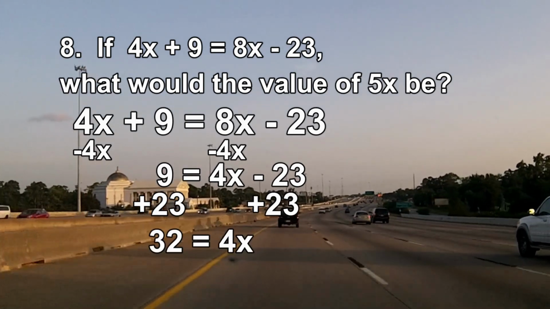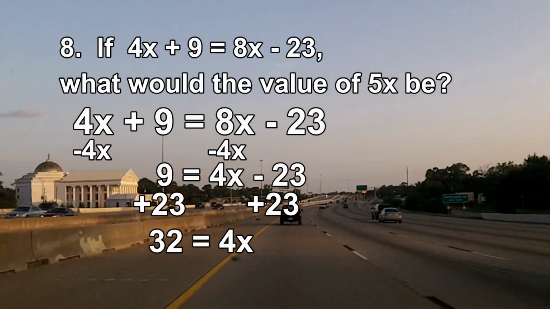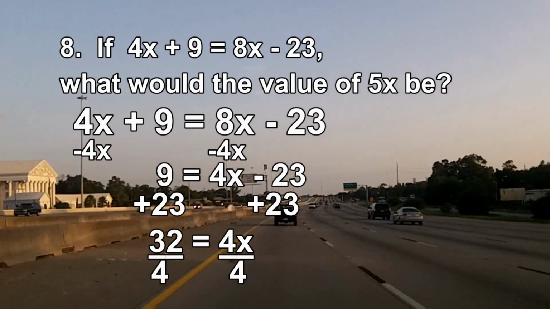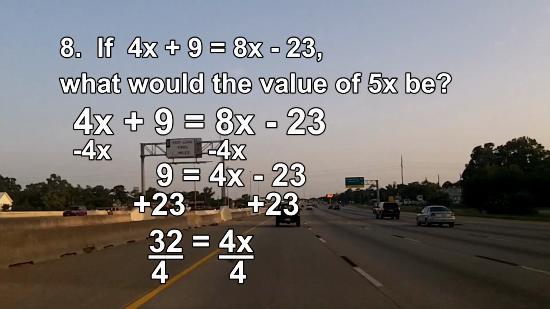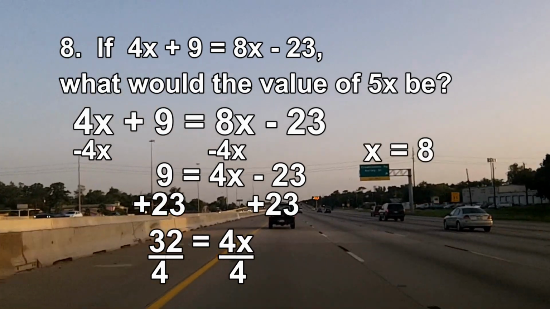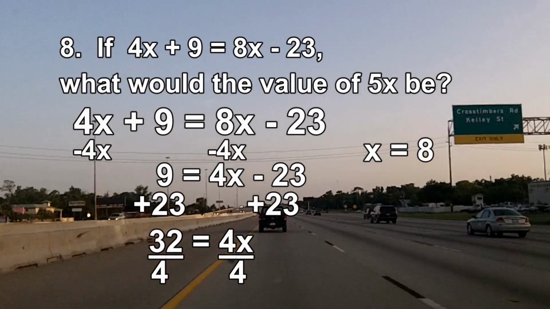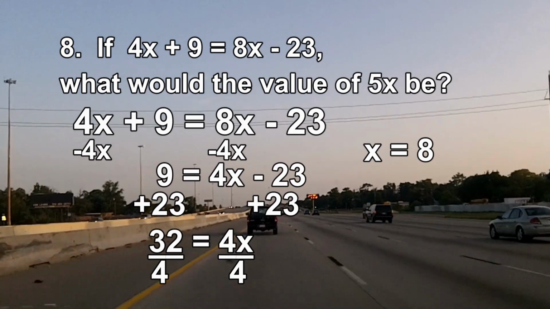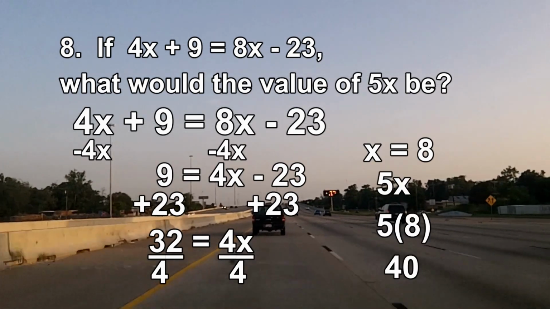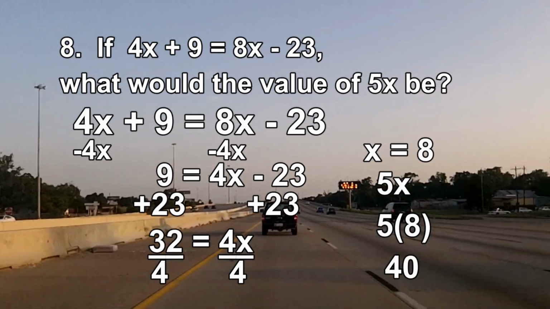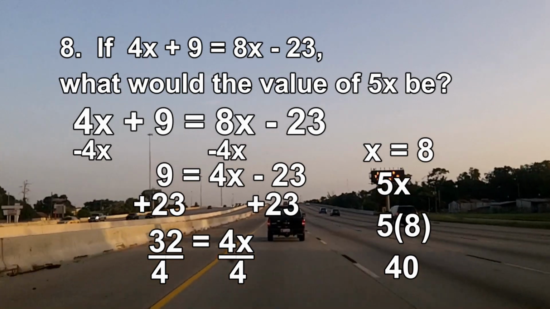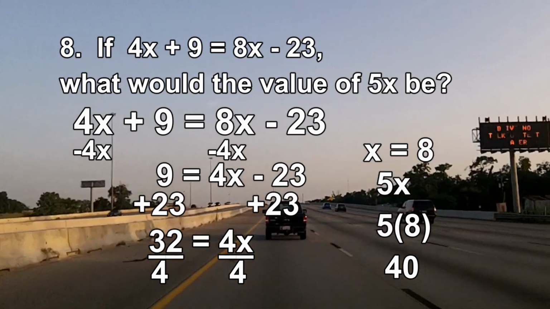9 plus 23 is 32. So now we have 32 equal 4x. We'll divide by coefficient of 4, and 32 divided by 4 would be 8. Now that we know x is equal to 8, we need to replace x with 8 in the 5x. 5 times 8 would be 40, so the value of 5x would be 40.